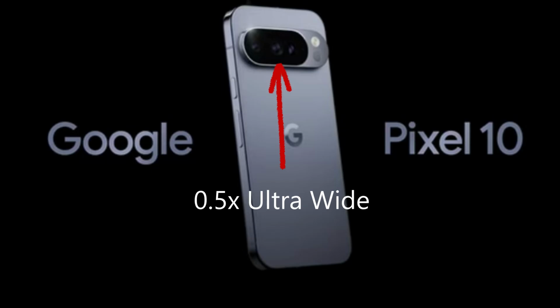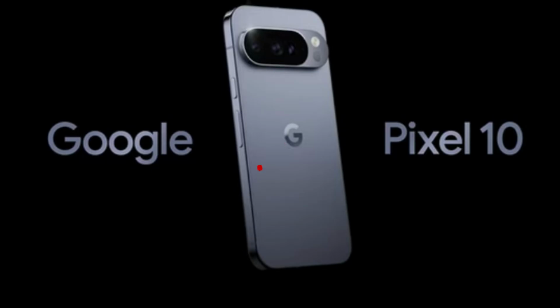You have a 0.5 ultra-wide lens, which is about a 13mm equivalent. You then have a 1 times 24mm equivalent main lens, which is the best lens on your phone. You then have a 5 times telephoto lens, which is about 110mm equivalent. And then on the Google Pixel 10, you also have a 2 times, which is a sensor cropped shot, and a 10 times as well. But neither of them are actual optical lenses, but they are better than just straight digital zooms.